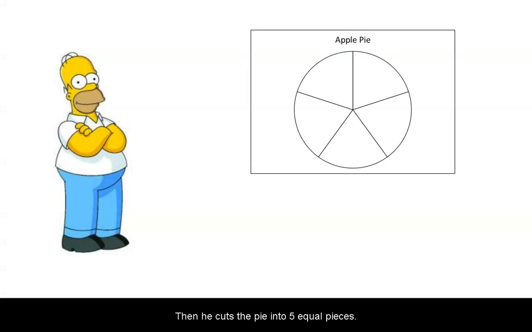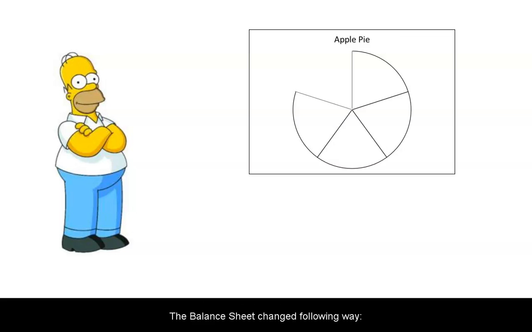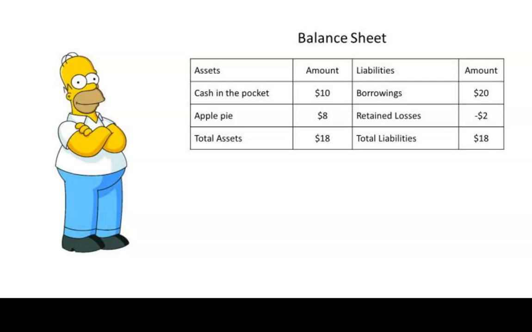Then, he cuts the pie into 5 equal pieces. He eats one piece of the pie. As the price of the apple pie was $10, one piece is gone. The balance sheet changed the following way. The cost of the remaining pie is reduced and now equals $8. The total assets are also reduced to $18.